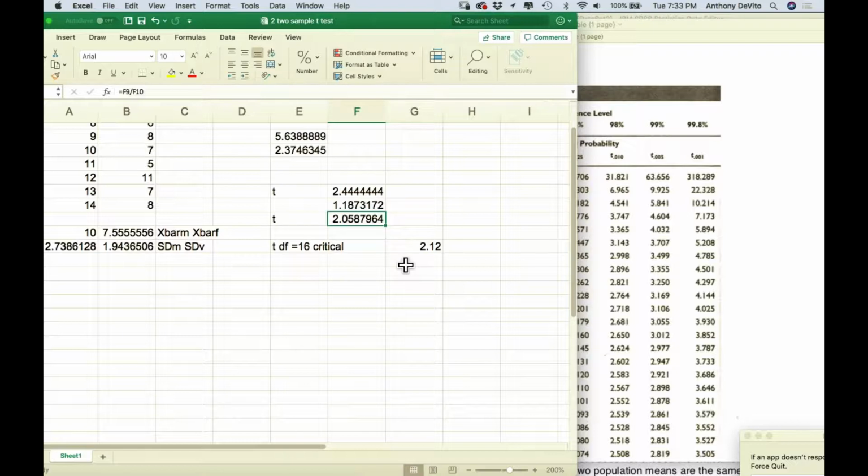Can I reject my null hypothesis? I want to see heads nodding. No, you can't reject your null hypothesis. Why? Because I didn't exceed my critical value. They're not far enough apart. And my p-value is going to be more than 0.05. Yes.